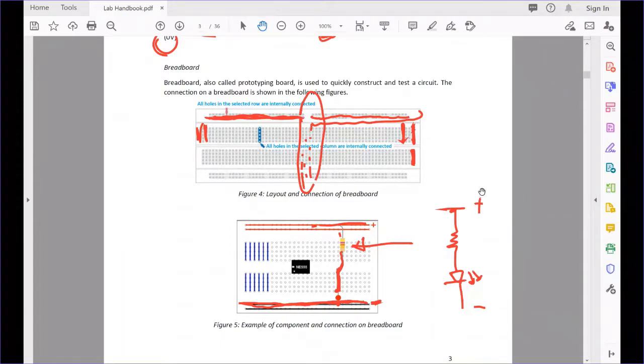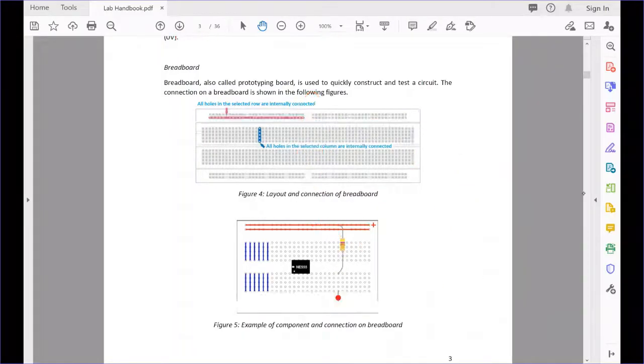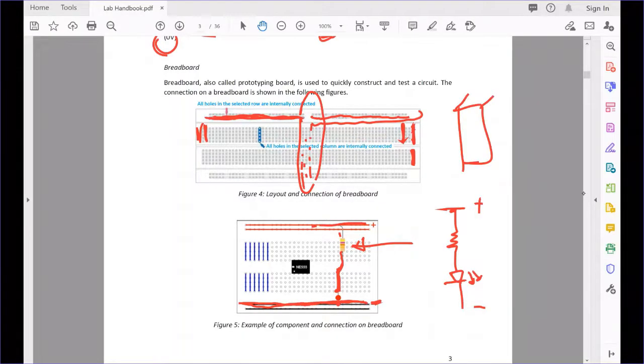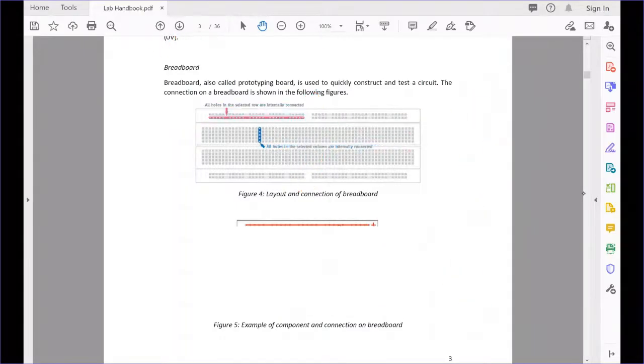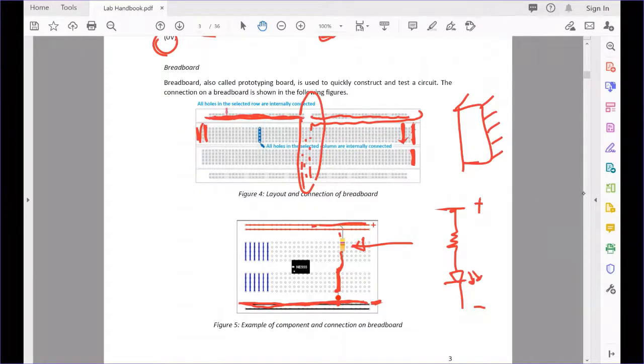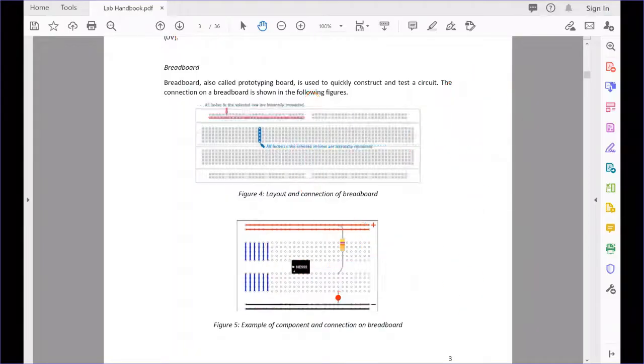Then if you are given an IC, an IC normally has a few legs or pins. Let's say I have a 5 pin IC. So this is your IC, there are 5 pins. I need to put this IC across the center of the breadboard. So this is the way you put your IC. You put the IC at the center, which means there's a break in between, right? This 5 line is connected to each other, this 5 line is connected to each other, but this one and this one are not connected to each other.